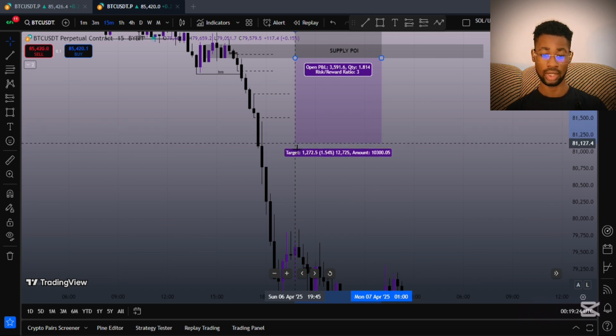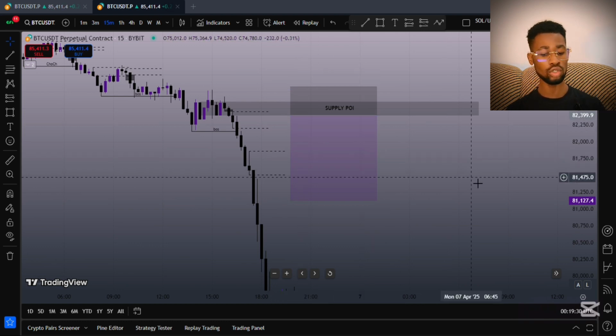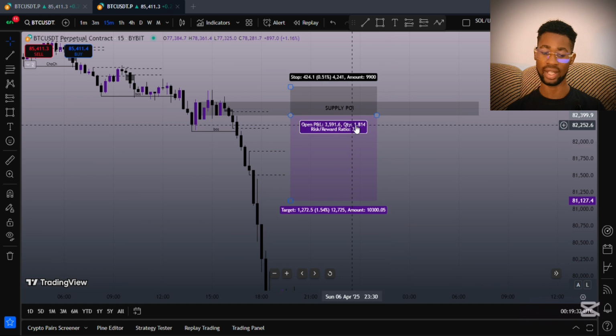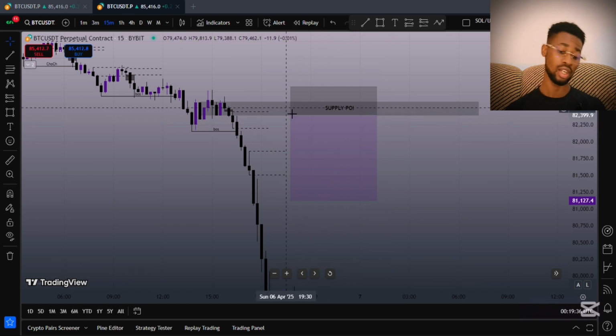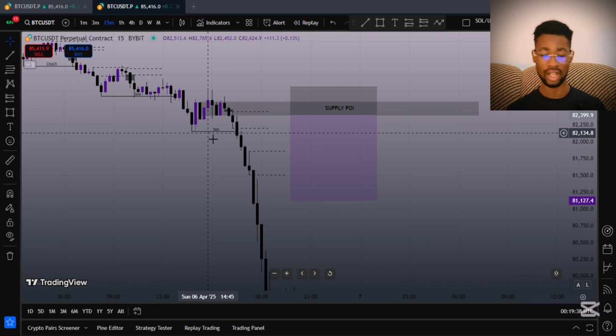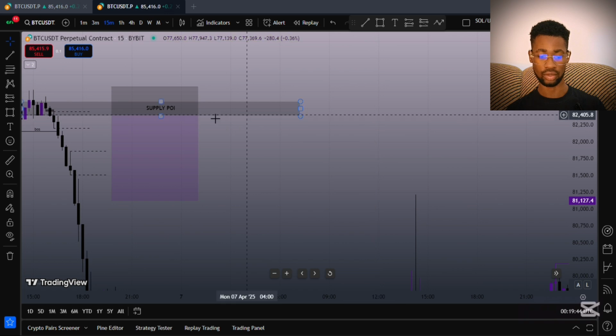Good. This is not bad, actually. This is not a bad setup. But the problem is you don't know if price is going to respect this supply region. You are just anticipating. Okay, you saw an aggressive move, you saw a break of structure to the downside, but you should have waited. Now let's fast forward to how price turned out.